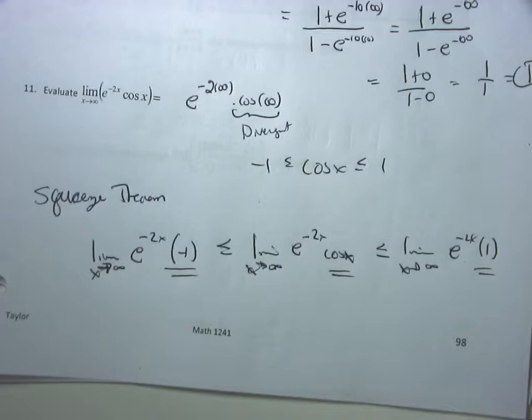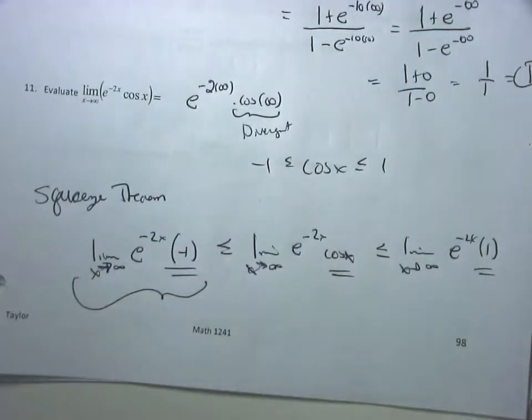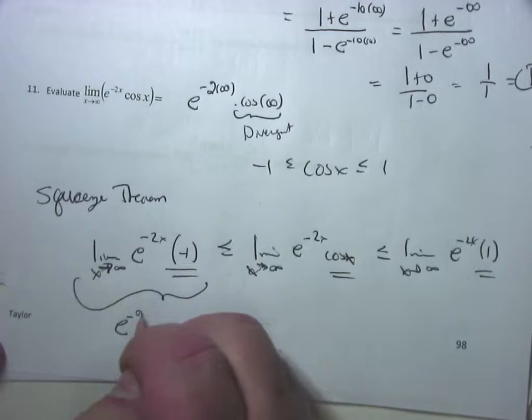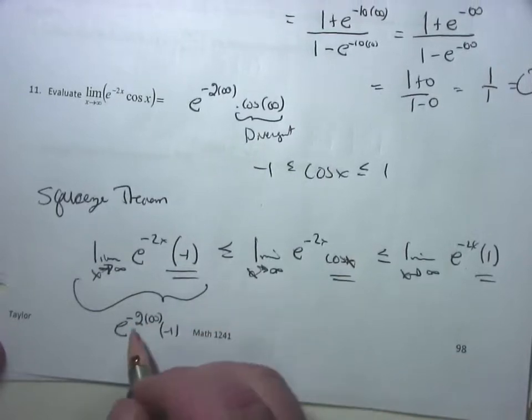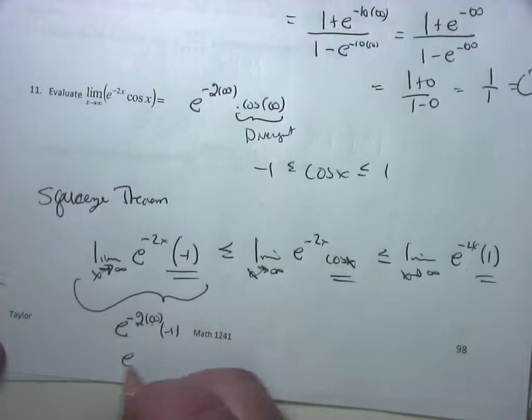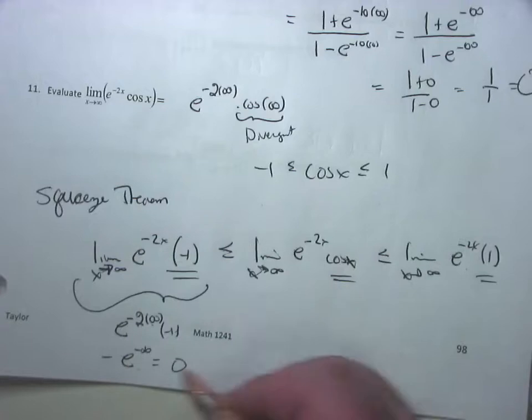So now, do this problem here. What's the limit as x approaches infinity of e to the negative 2x times negative 1? We'll plug it in. You get e to the negative 2 times infinity times negative 1. Well, 2 times negative infinity is negative infinity. e to the negative infinity times negative 1 is negative that. But what is e to the negative infinity? Well, these rules you have memorized. What is it now? 0. This part goes to 0.